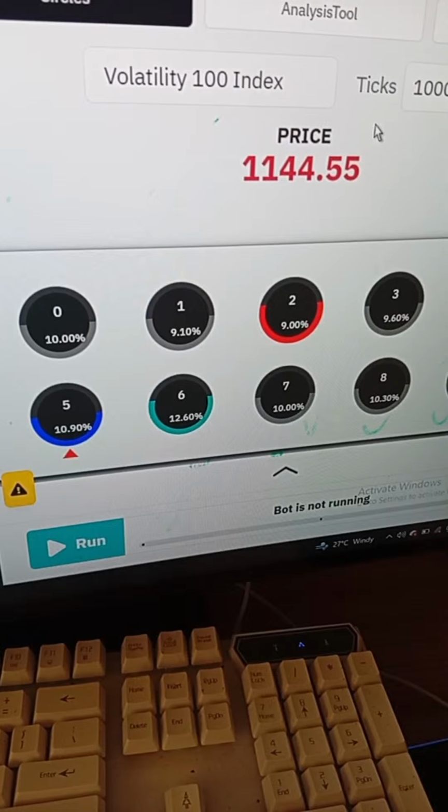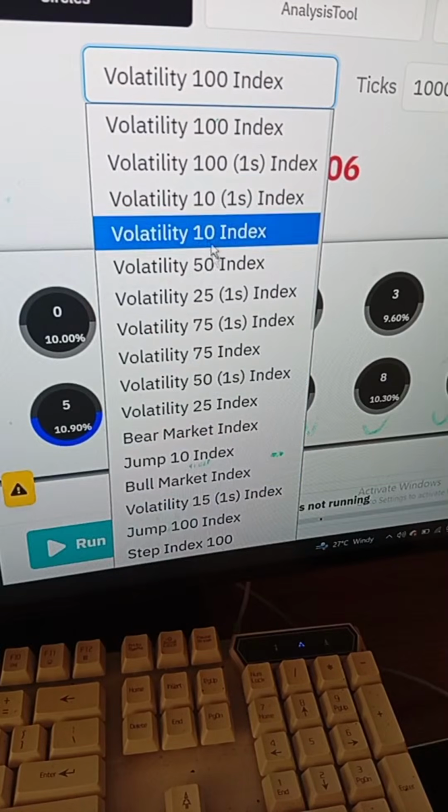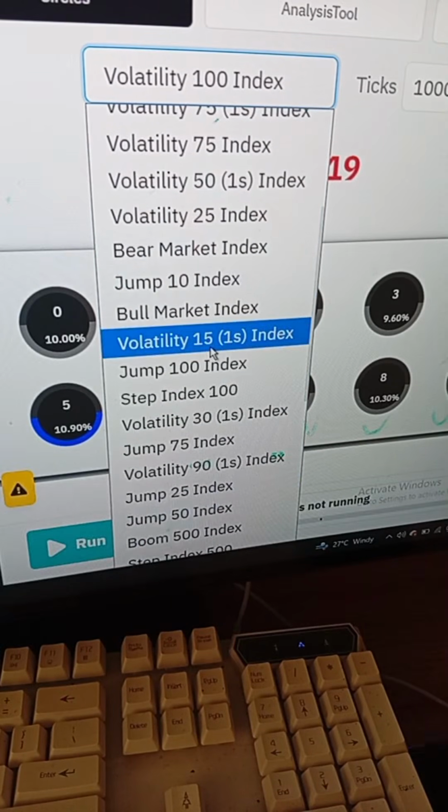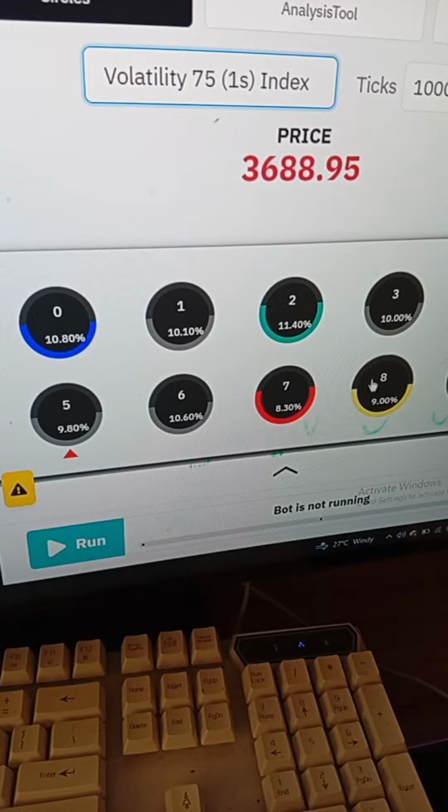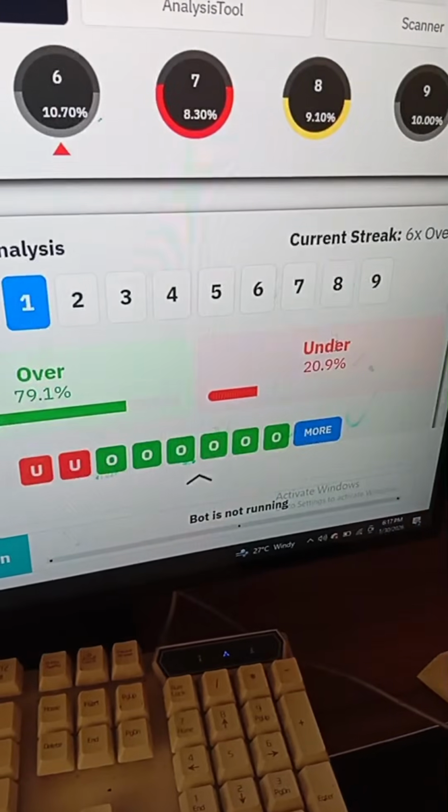Okay, let me compare 75. Okay, I've seen 75 for S under 8. Let me compare that one and see which one is better. Where is 75 for S? So is it 75 for S under 8? Okay, you can see it is favorable. Let me see the percentage of it.